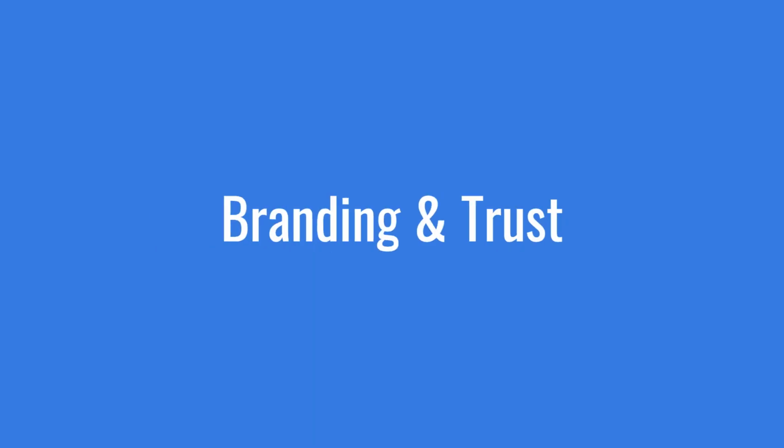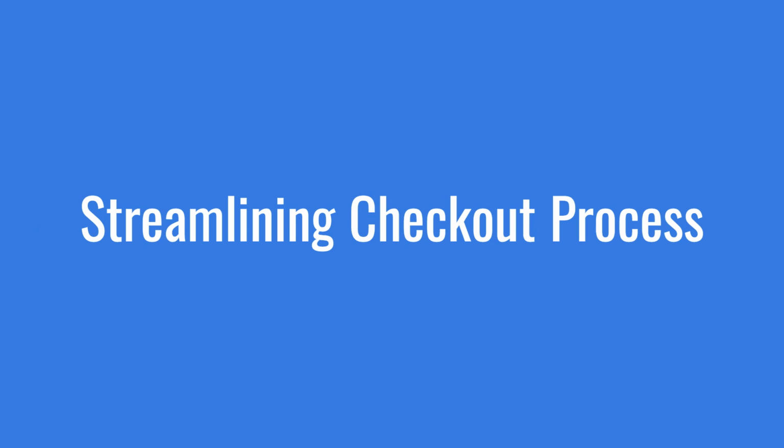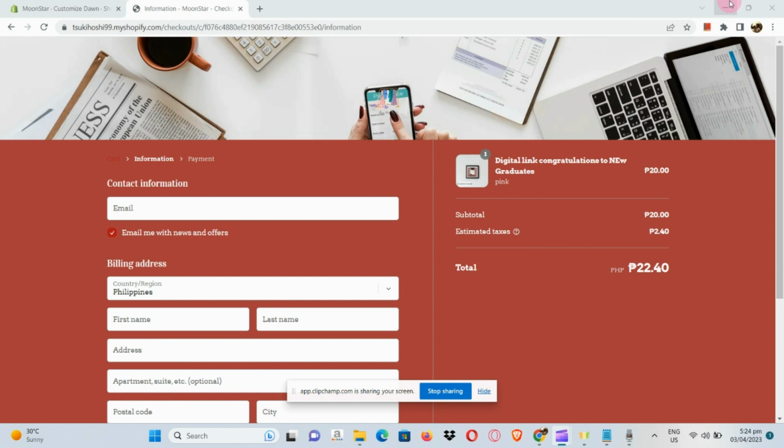Customizing the checkout page can also help to strengthen your brand identity and build trust with customers. By using brand colors, logos, and messaging on the checkout page, customers are reminded of the company they are buying from, which can lead to a stronger connection and more repeat business. Third is streamlining the checkout process. So, customizing the checkout page can also help to streamline the checkout process by removing any unnecessary steps or distractions. By simplifying the checkout process, customers are less likely to abandon their purchase, leading to a higher conversion rate and increased revenue for the company.